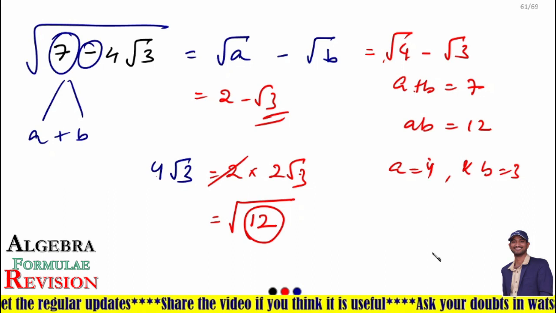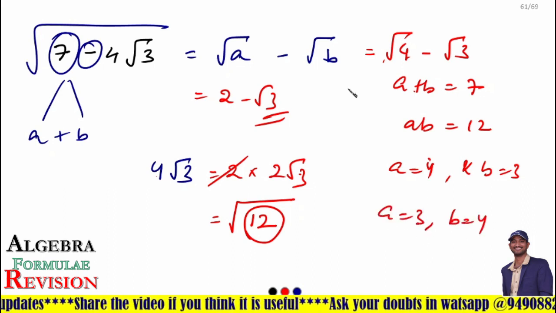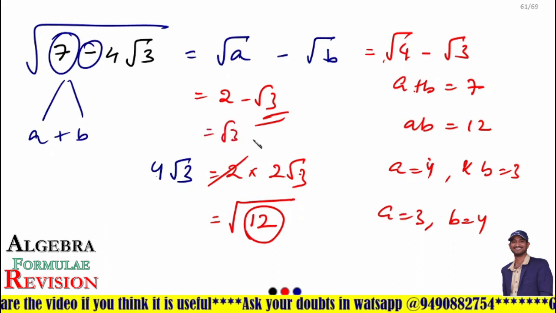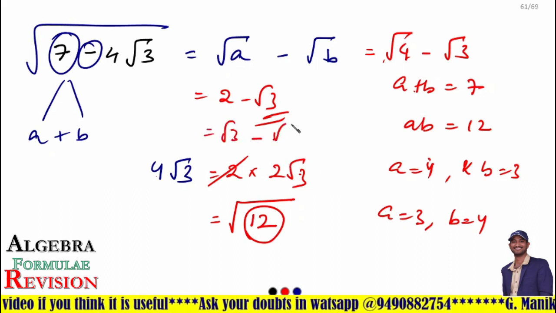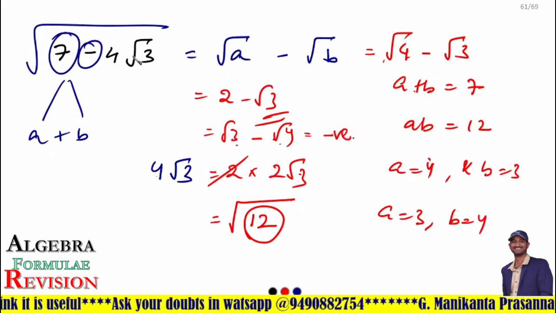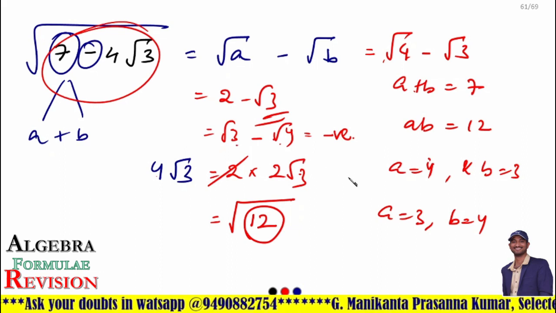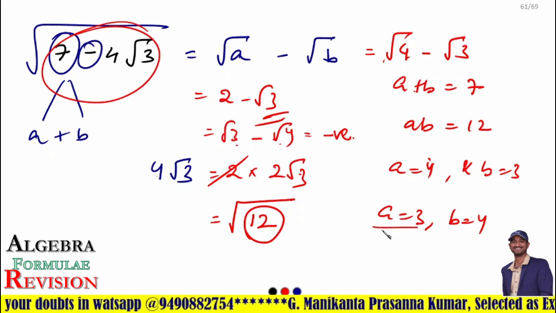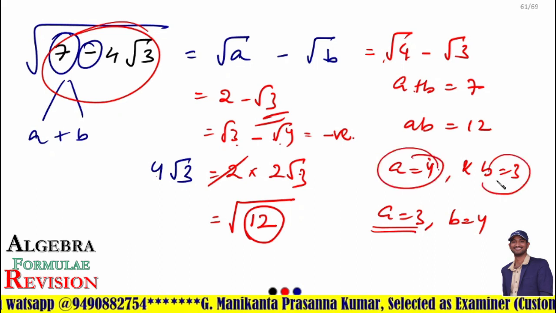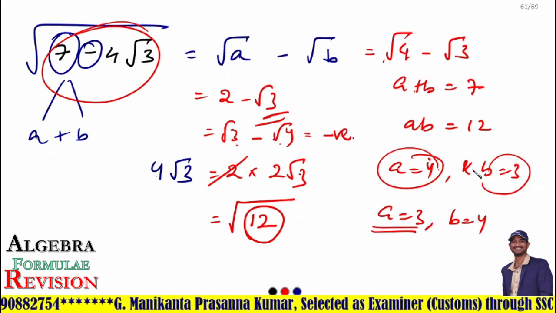Sir, shall I take a as 3 and b as 4? Of course, but it is wrong. Why? If I take a as 3 and b as 4, root 3 minus root 4 is always a negative number, but the square root of a number is always a positive number, not a negative number. That's why you can't take a as 3 and b as 4. You have to take a higher value for a and a lower value for b. Is it clear? This is about surds.